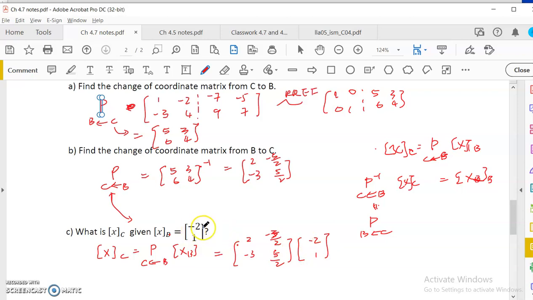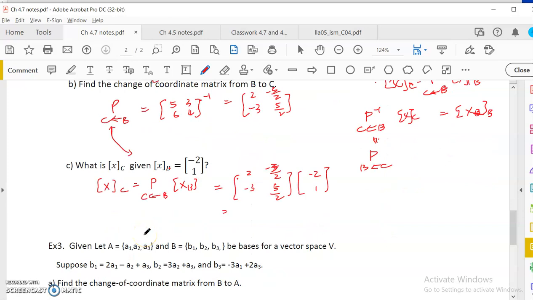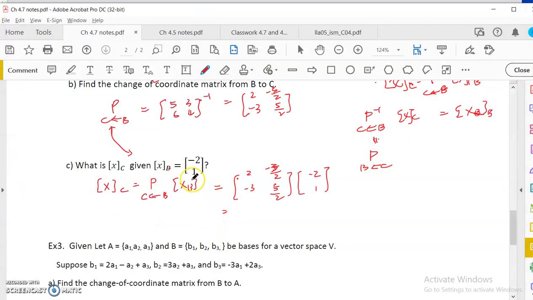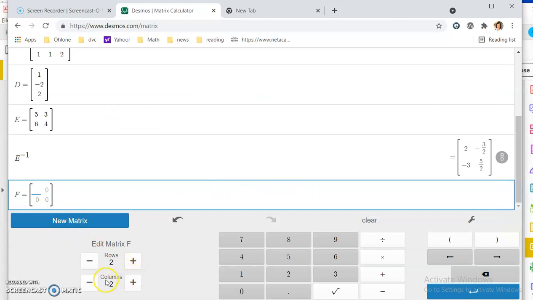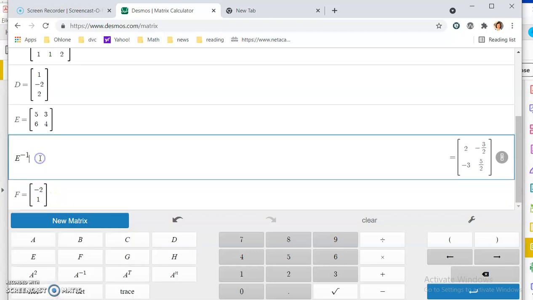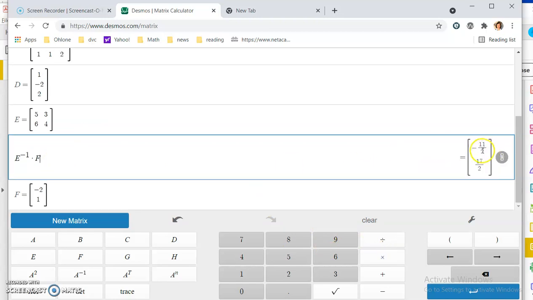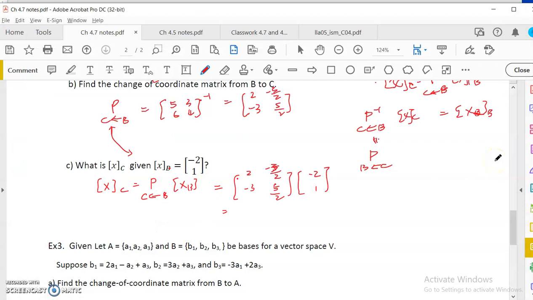So if I write negative 2, 1 in terms of B, and I want to write it in terms of the new basis C, what would it be? So I need to multiply the matrix by negative 2 and 1. The result is negative 11 over 2 and 17 over 2.